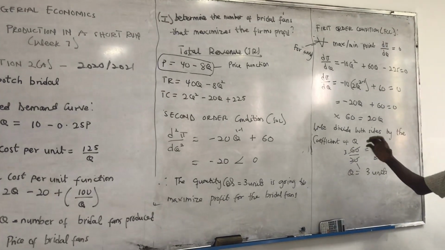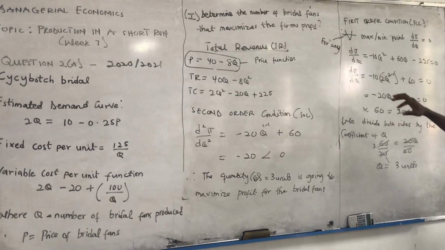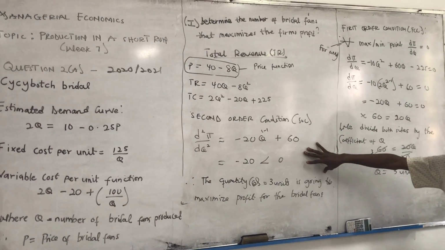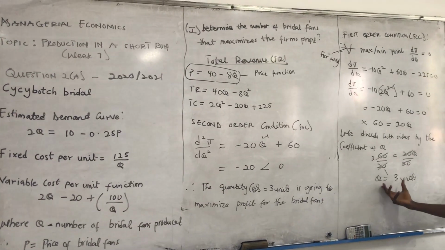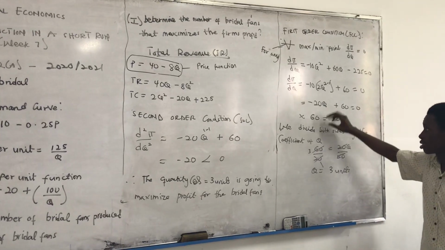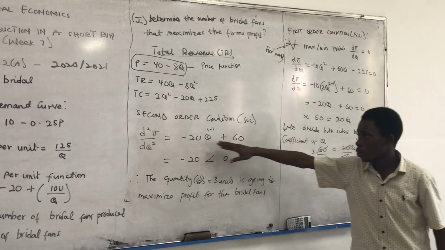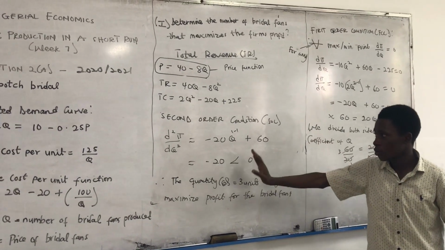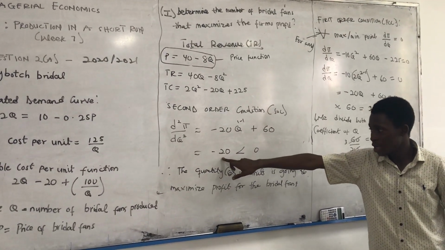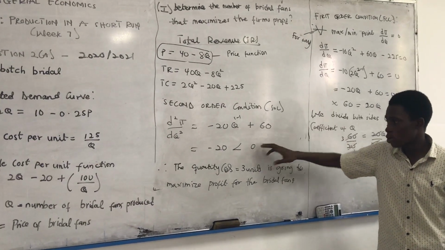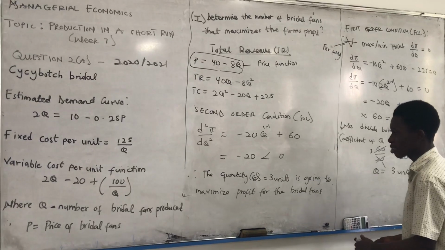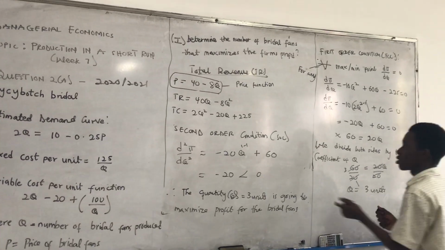So now we are done with the first part: determine the number of breeder funds that maximize the firm's profit. So it's scale, right? Then use the second order condition to prove this figure. The second order condition, we differentiate the actual one, not the one you equated, with respect to Q. So 1 minus 1 is 0, so negative 20. Constant becomes 0. So it's less than 0. Are you okay? So when it's less than 0, maximum profit. If it's greater than 0, minimize profit. That's it.